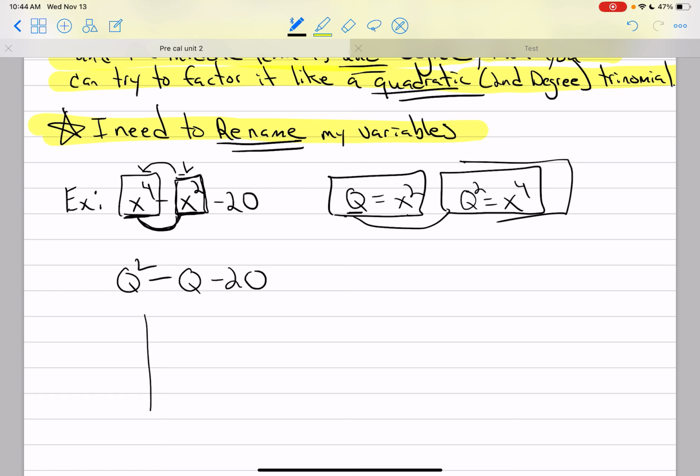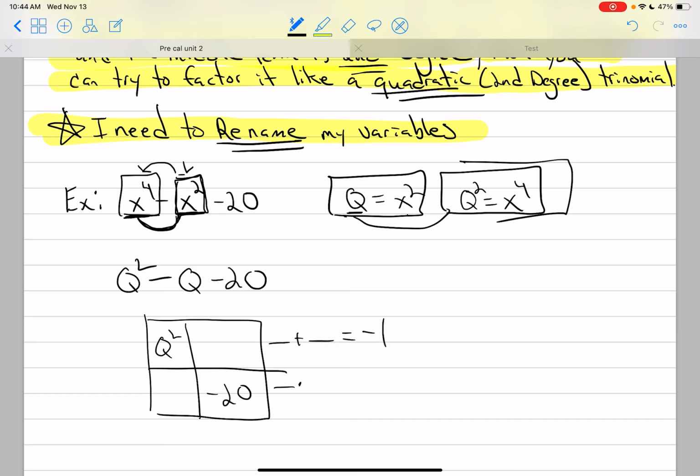Cool. You just did that. You were like, this is easy work, Bass. Boom, boom, boom. This is q squared. This is negative 20. I know these middles need to add up to negative 1. And I know they need to multiply to whatever 1 times negative 20 is. So they need to multiply to negative 20. I got this. This is easy work. Multiply to negative 20. Add to negative 1. 4 times 5 is 20. 4 times negative 5 is negative 20. And 4 minus 5 is negative 1. Cool. So I get a 4q and a negative 5q.